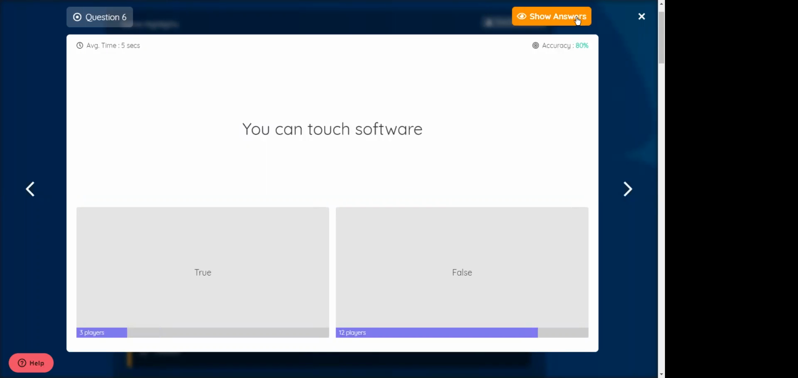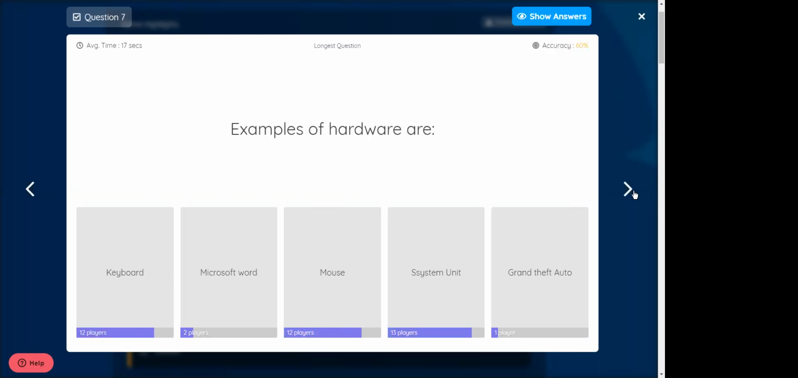Next, can you touch software? True or false? False. You can't touch software. What are the examples of hardware? Keyboard, mouse, system unit. Microsoft Word and GTA are software.